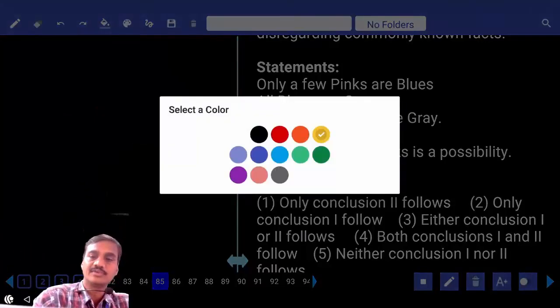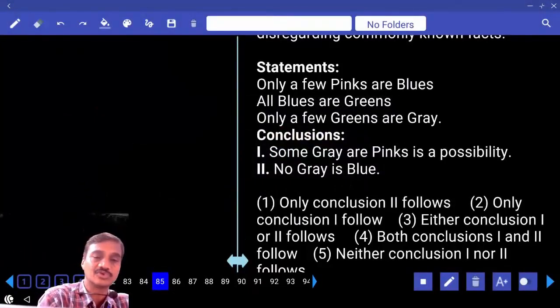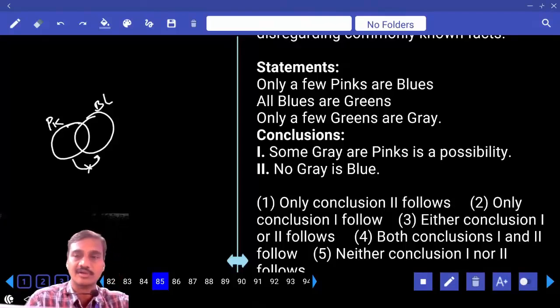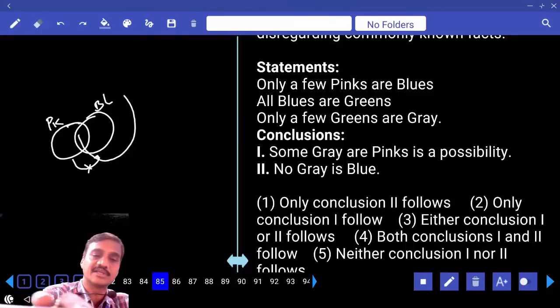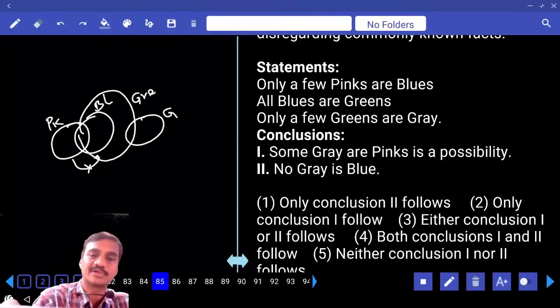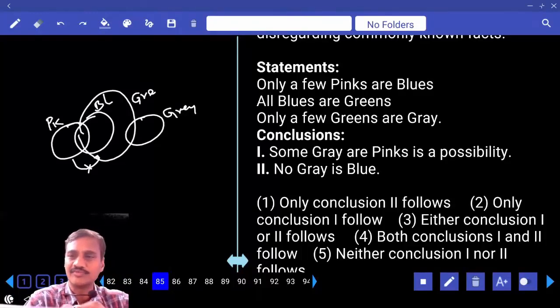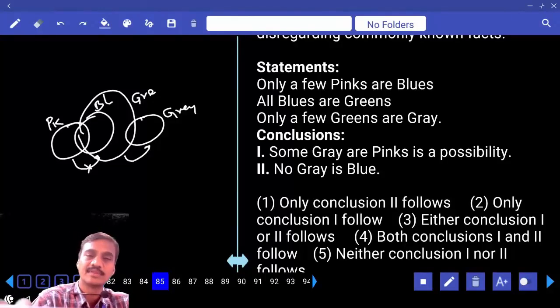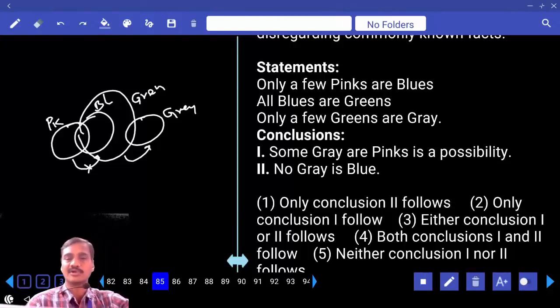Now in this 85, only a few pinks are blues. Only some of the pinks are blue but not all. And all these blues, this entire blue, is a part of green. And only a few greens are grey, but not all. Clear? All balloons are green. Now follow here, grey but not this one.